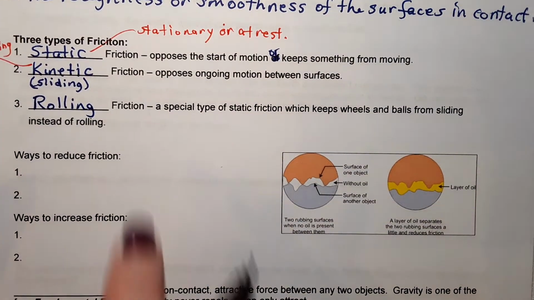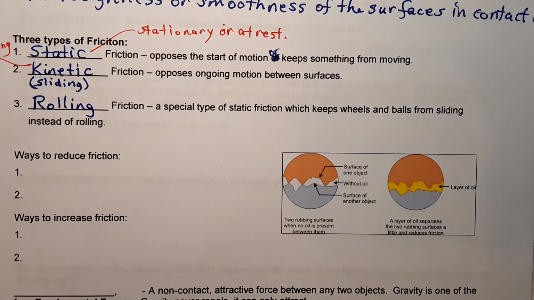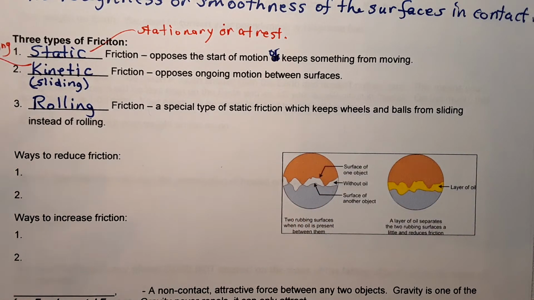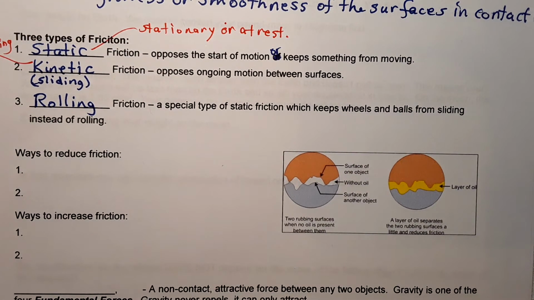Another one that you see from time to time, well actually quite often, is rolling friction. Now, rolling friction is actually a special type of static friction. It's the type of friction that keeps wheels from sliding sideways on the road or balls from sliding instead of rolling. If you've ever been bowling, you'll know what I'm talking about. Some bowlers can bowl a ball with such great speed that the ball doesn't even roll, it slides down the alleyway. When that happens, that means there is no rolling friction. There's just sliding or kinetic friction.